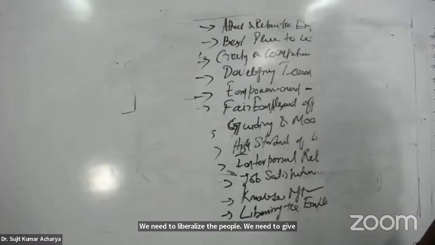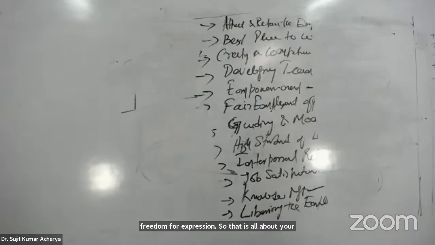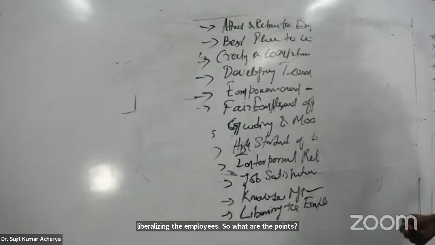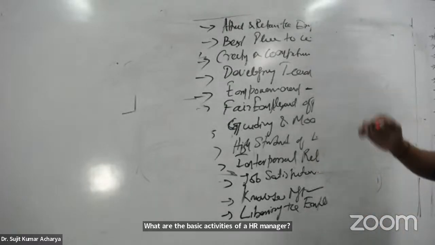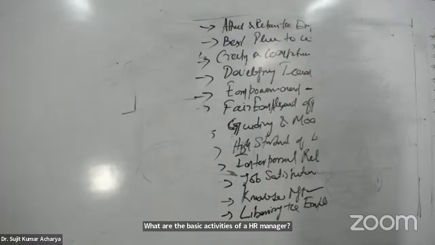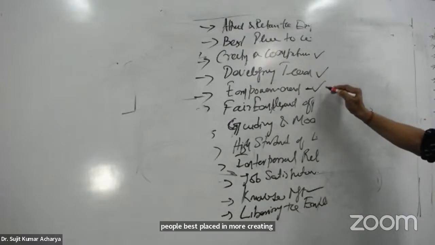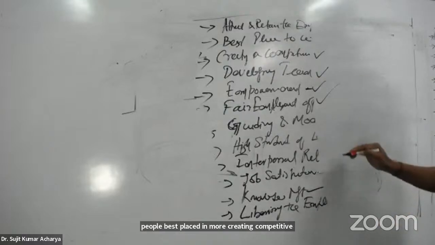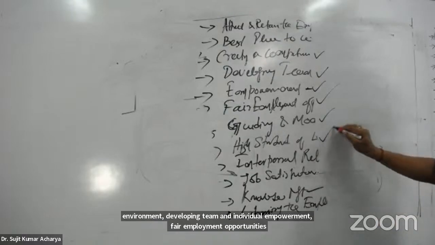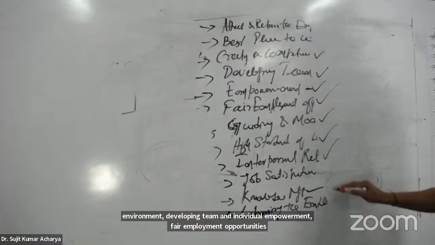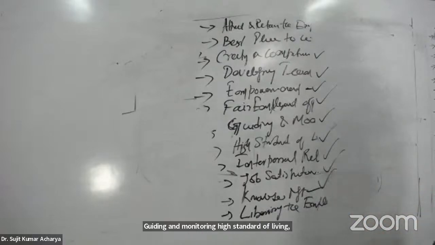So what are the points? What are the basic activities or responsibilities of an HR manager? To attract and retain people, best place to work, creating competitive environment, developing team and individual, empowerment, fair employment opportunities, guiding and monitoring, high standard of living, interpersonal relationship, job satisfaction, knowledge management, liberalizing the people. Okay, next is that.